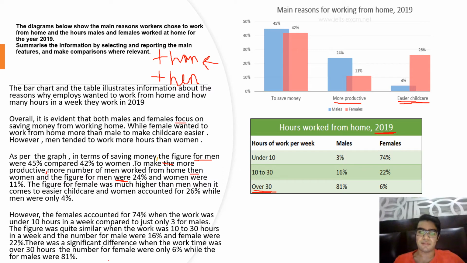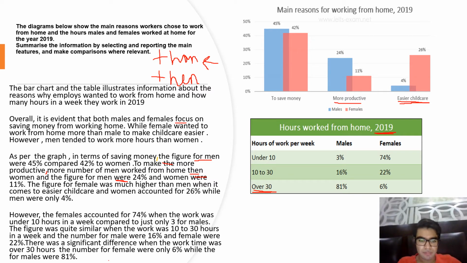So I'll rewrite it in the next slide. I'll tell you what I mean. So say, to make it more productive, more number of men worked from home than women, and the figure for men was 24%, and the figure for women was 11%. Don't say were. The figure for females, don't say female, say females, because you're talking about plural. You're not talking about a single female, okay? Say the figure for females was much higher than men when it comes to easier childcare, and women accounted for 26% while men were only 4%.